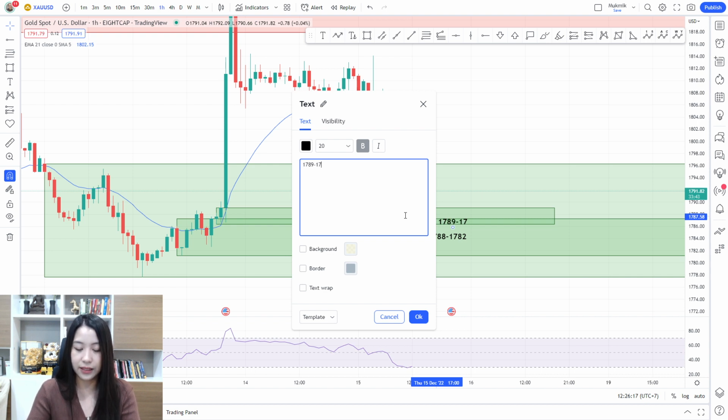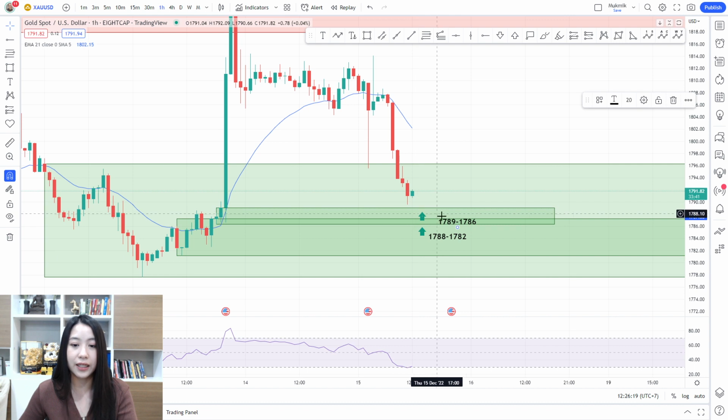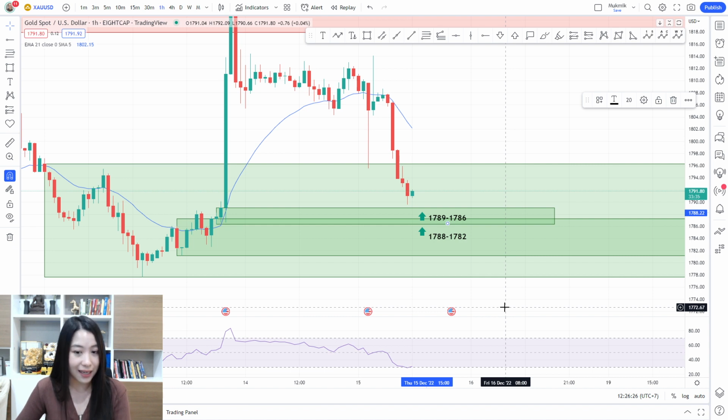You can include two of the zones together, so it's going to be between 1789 and 1782. Same picture that we need to see: the confirming signals, which is the classic divergence that we are looking for. For the selling plan, there is no clear supply zone anywhere up there.